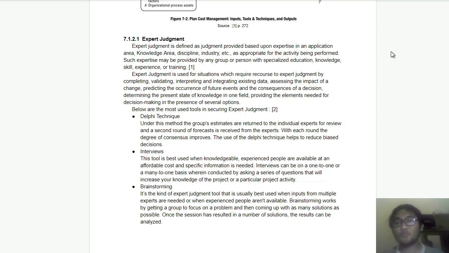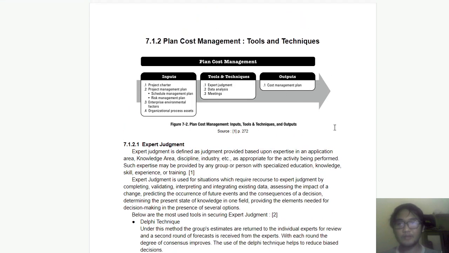So what is expert judgment here? It is basically the opinion or judgment on a certain expertise or certain skills or such an industry, which can be provided from a group or person with special education, knowledge, skill, or special training. So basically, we are asking an outsider for their expert judgment regarding how to plan cost management.